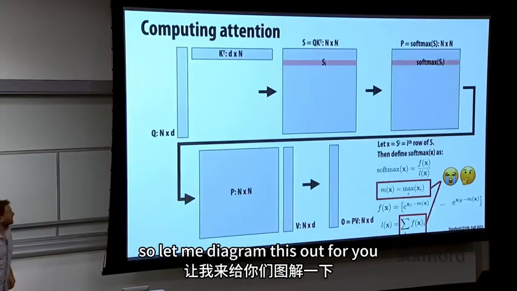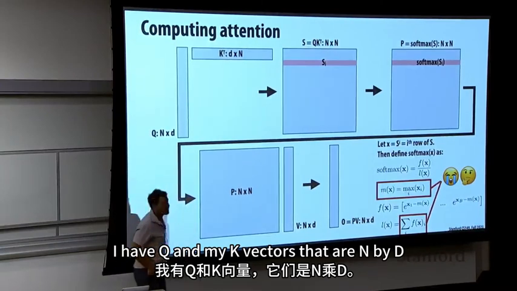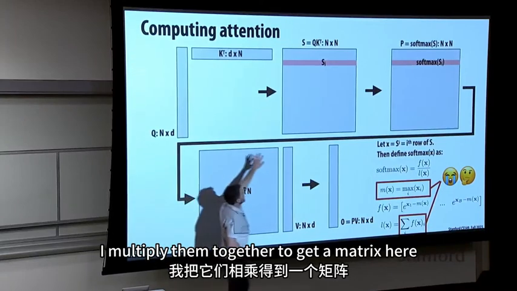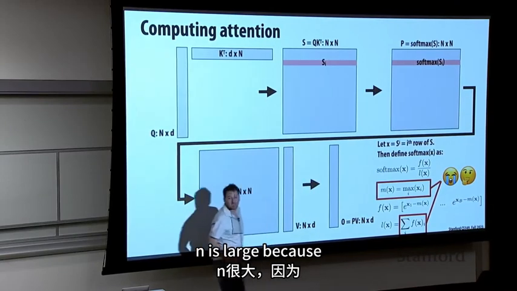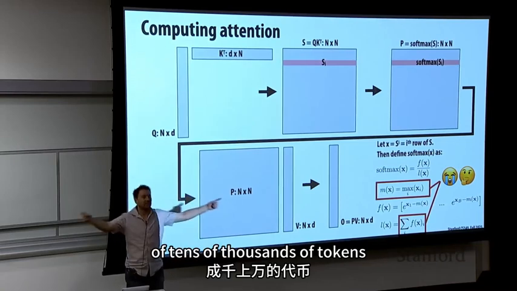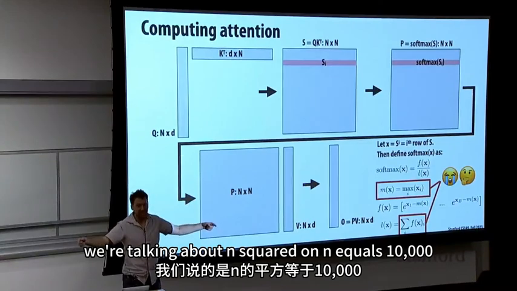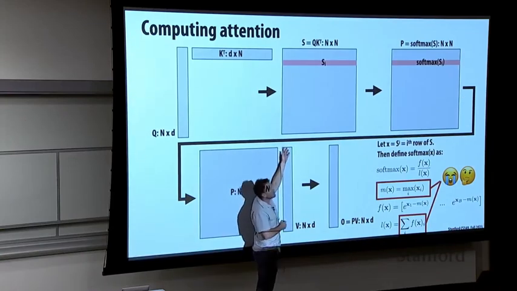So let me diagram this out for you. I have Q and my K vectors that are n by d. I multiply them together to get a matrix here that's n by n. And by the way, n is large, because if we think about sequences of tens of thousands of tokens, we're talking about n squared on n equals 10,000. This is a huge multi-gigabyte matrix.